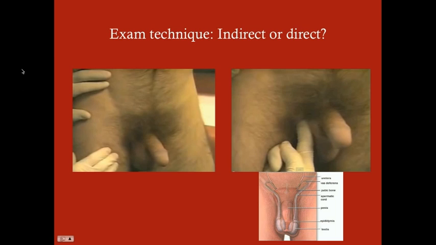and you want to use oblique lighting so that you may see any shadows. You also want to have the patient tell you where this mass is that they feel, and that will at least tell you what side to feel on. And what you're going to do is essentially place your finger in the inguinal canal.